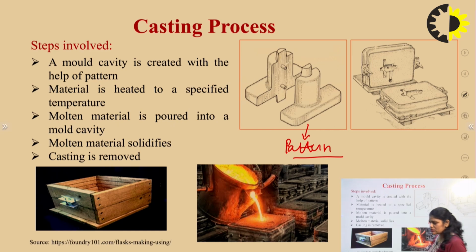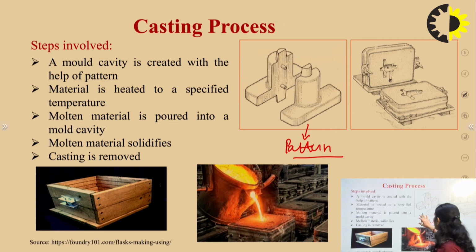Okay, this is known as the pattern. So, the first step in the casting process is that we should know what we want to design, what we want to produce. We should have the design of our final product. After that, we design the pattern, we produce the pattern. So, the pattern is basically the replica of the final product.